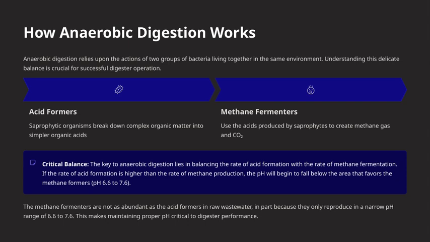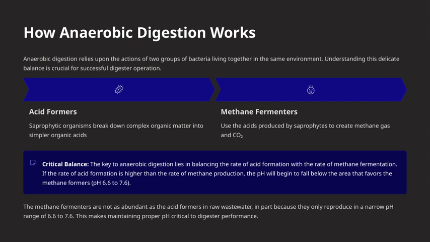Next, we have the methane fermenters. These bacteria use the acids produced by the acid formers to create methane gas and carbon dioxide. They essentially turn the acids into biogas, which can be used as energy. Now, here's the critical part, the balance between these two groups. The key to effective anaerobic digestion is making sure the rate of acid formation matches the rate of methane fermentation.